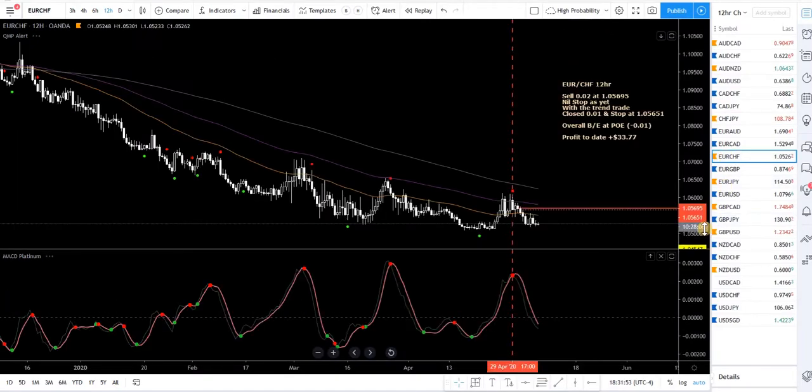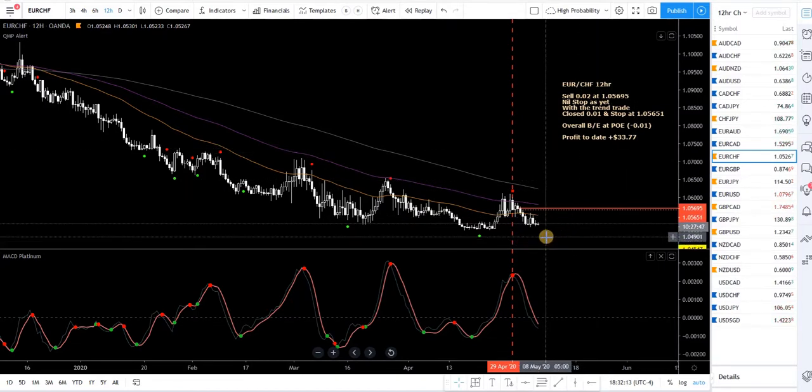Euro Swiss, what am I doing here? My slow burner. In a sell here, back here this morning. MACD Platinum went through the zero level, closed half, a whopping profit of $6.57, which has been added to the total here. I keep on complaining about it, but it churns out the pips slowly but surely.